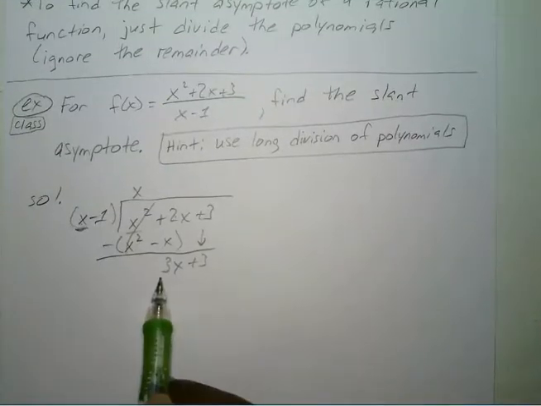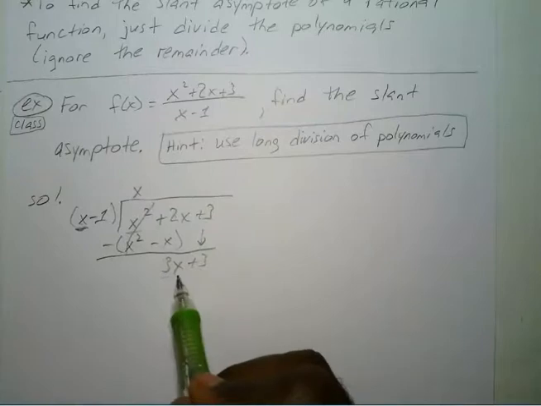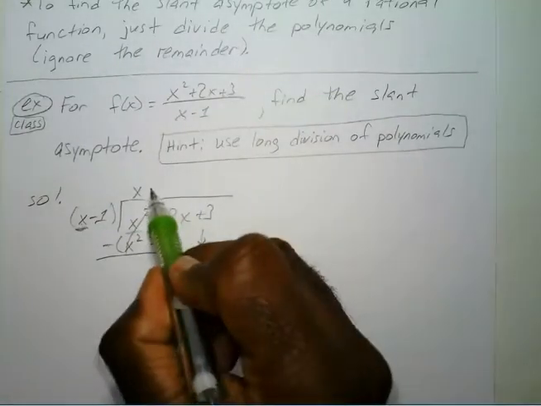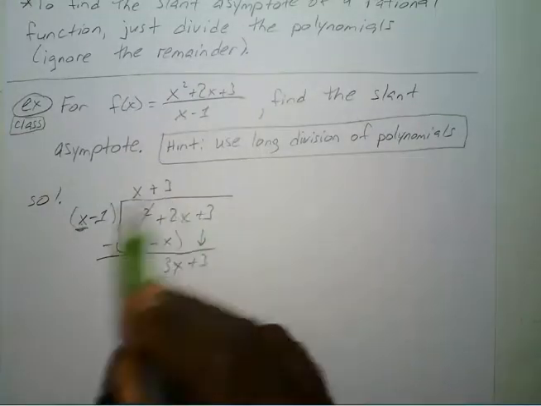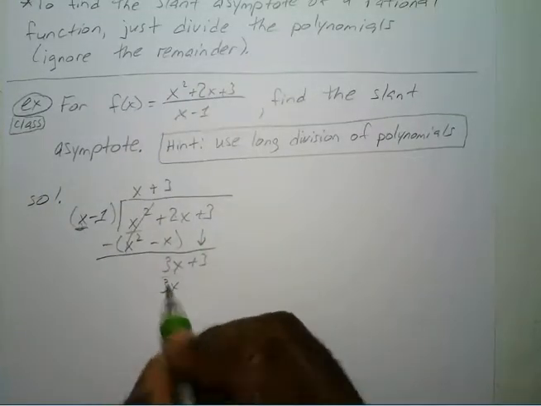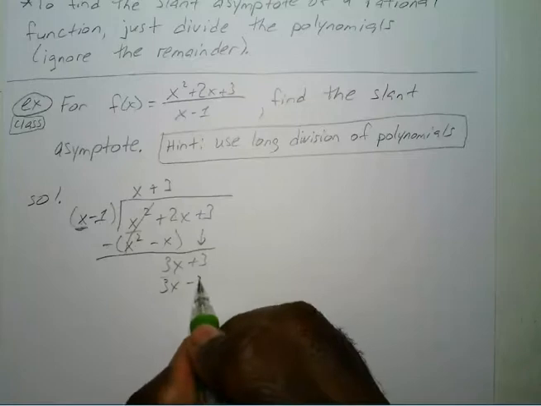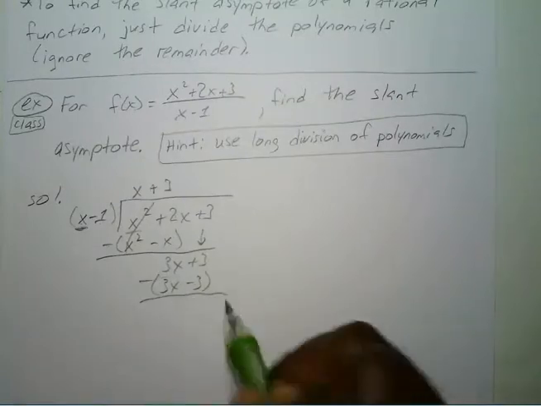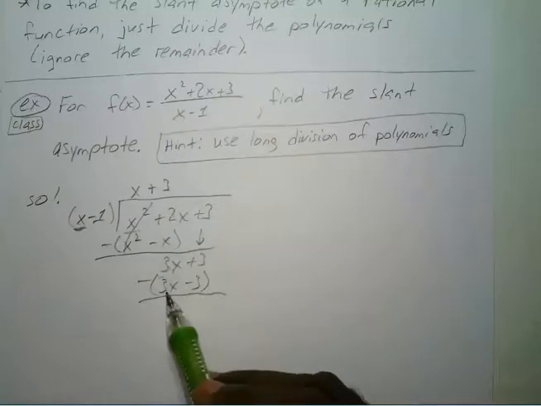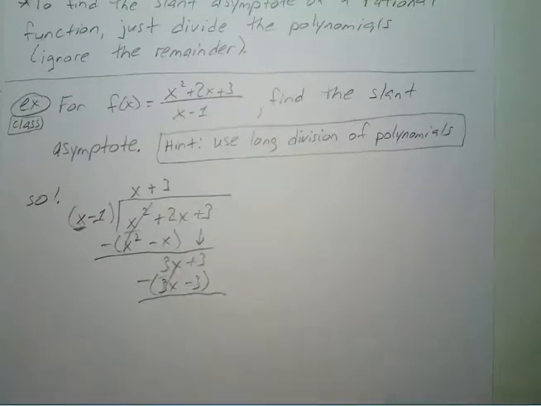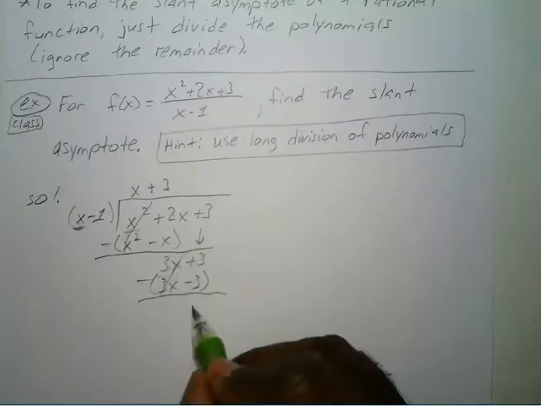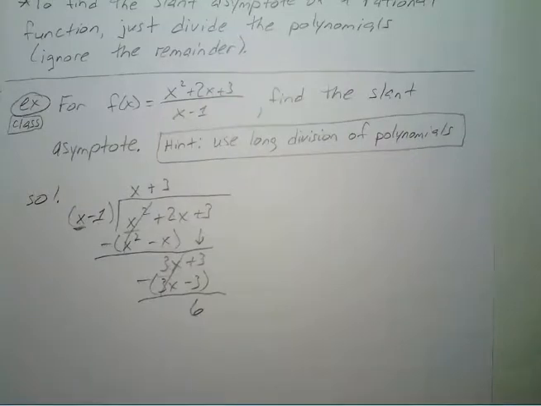Okay, so now we want to get rid of the 3x. What times x will give us 3x? Well, positive 3. 3 times x is 3x. 3 times negative 1 is negative 3. Now we subtract. 3x minus 3x is 0, so that disappears. 3 plus 3, because remember that minus is distributed, is positive 6.